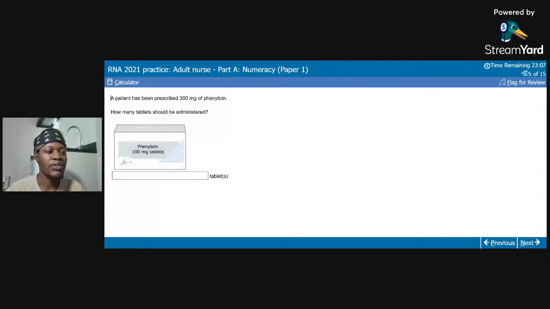A patient has been prescribed 300 milligram of phenytoin. How many tablets should be administered? We have that one tablet is 100 milligram, and the person has been prescribed 300 milligram of phenytoin. So what do we do? It's basic division. 300 milligram divided by 100 milligram. Since one tablet is 100 milligram, that means we are giving how many? Three tablets. You just need to put three. You don't need to stress it at all.